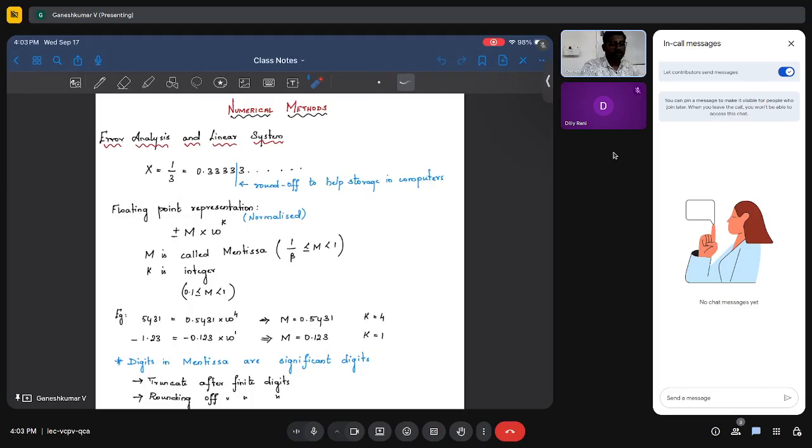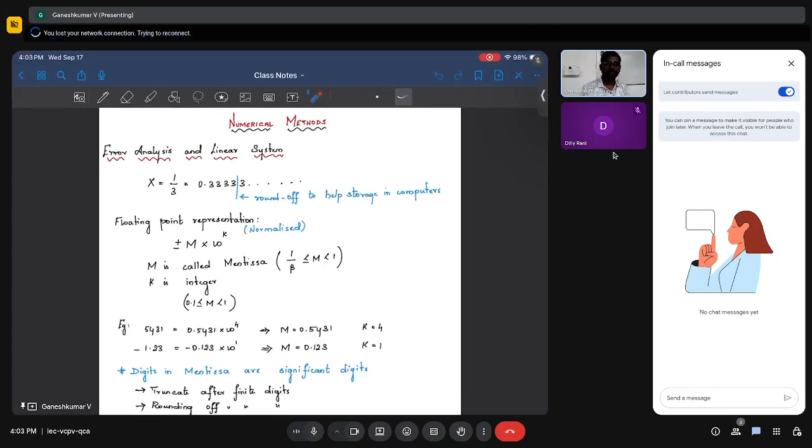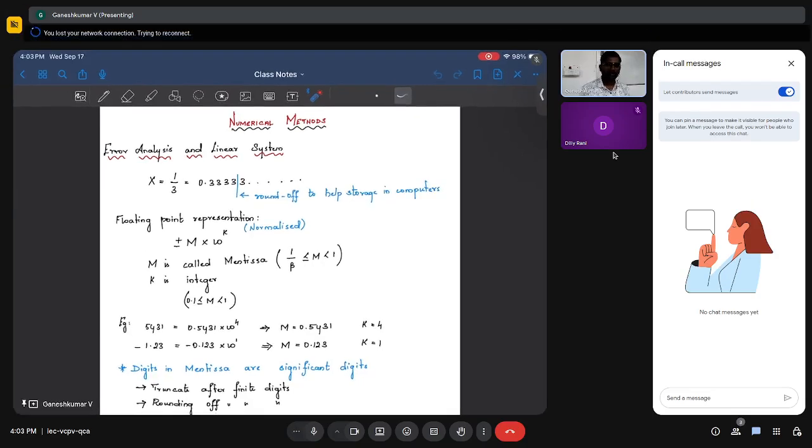So, this course is about numerical methods. It's one of the important mathematical courses that everyone doing science or engineering should know about.